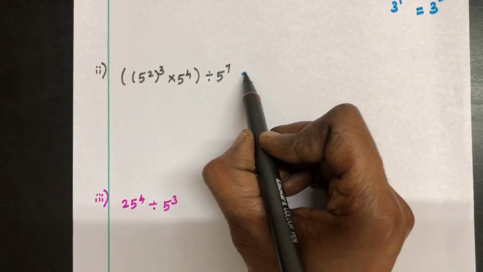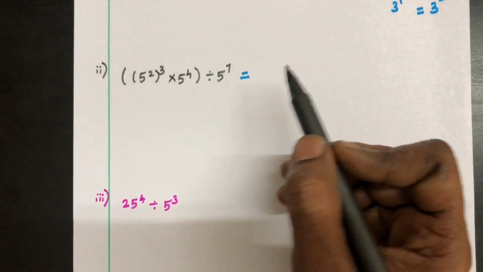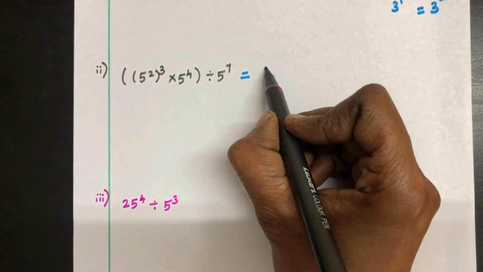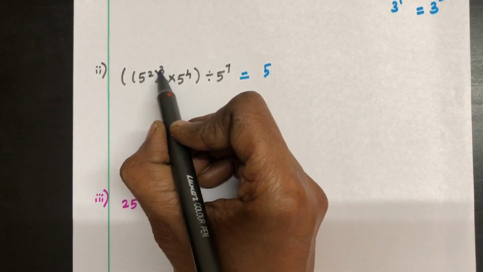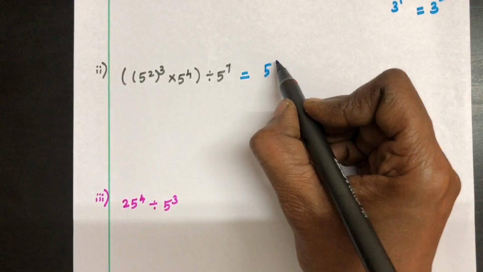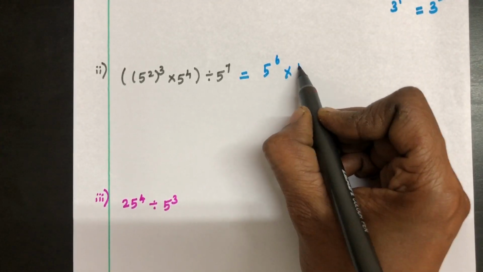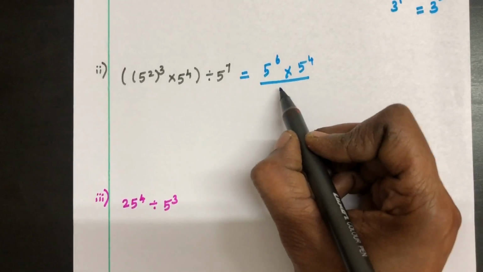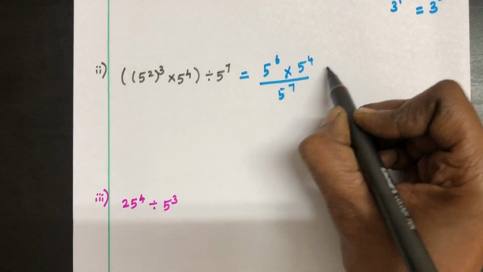Next question, second subdivision. How to do this? See, power of power. Power of power means 5 power 2 into 3. If you see power of power anywhere, just multiply. 2 into 3 is 6 into 5 power 4. Whole divided by 5 power 7.